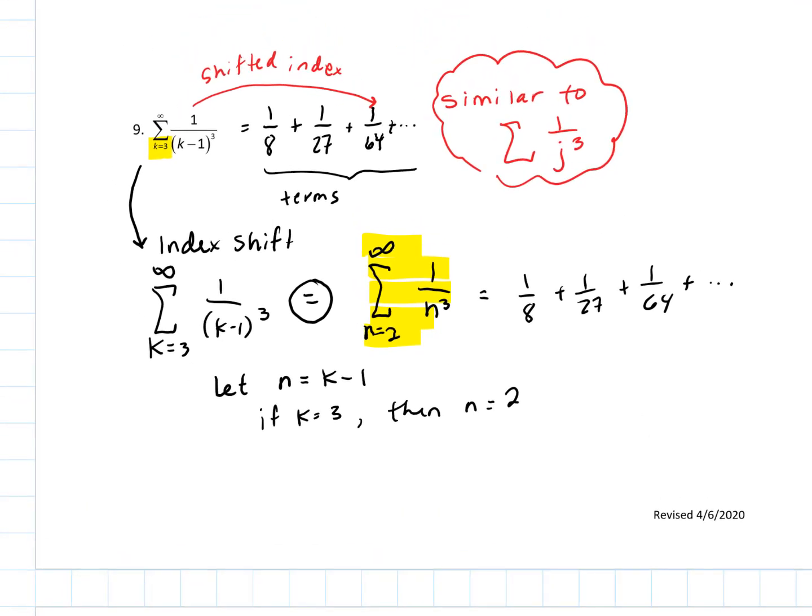This is exactly a P series here, and we could say, therefore, this is a P series, P equals 3, which means this converges. We should say one more thing. P equals 3, which is very much greater than 1, so therefore this converges by P series.